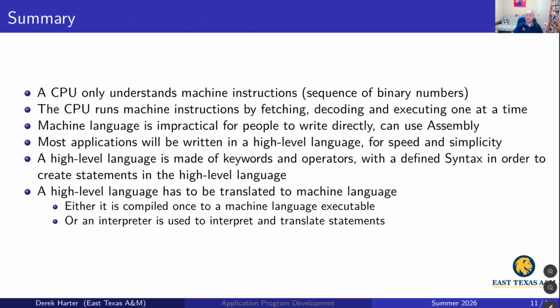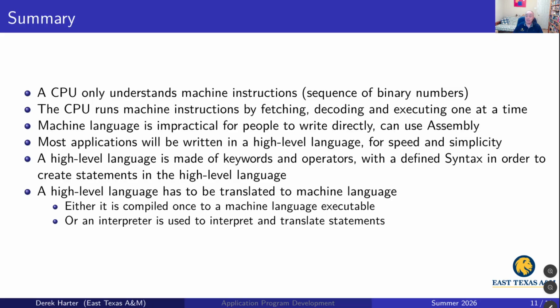So, in summary, in this video and in this part of the chapter, you should have learned that a CPU only understands machine instructions. This is really just a sequence of binary numbers. A CPU runs machine instructions by fetching, decoding, and executing the instructions one at a time. It does this very, very, very fast, billions of times per second. Machine languages are impractical for people to write directly, so we can indirectly write machine language by using an assembler, which has mnemonics that correspond one-to-one to the instructions in the machine language architecture.